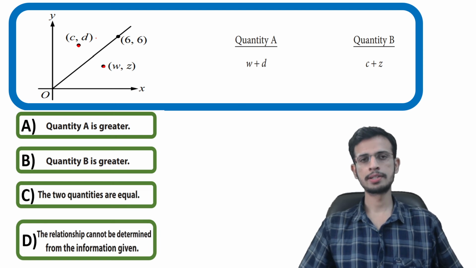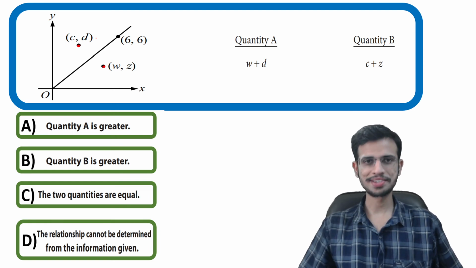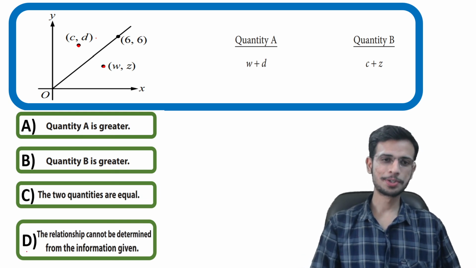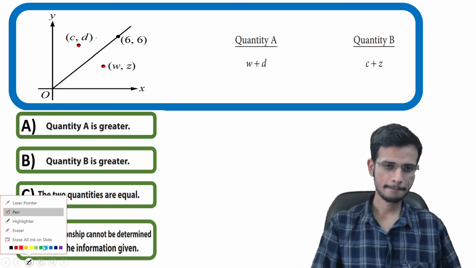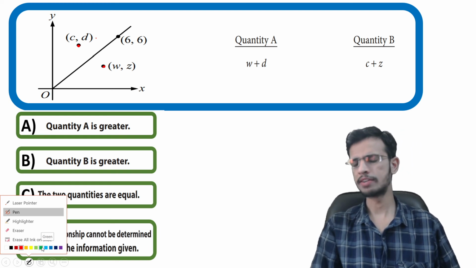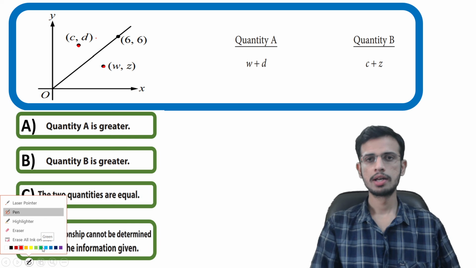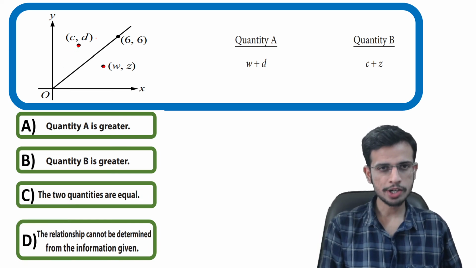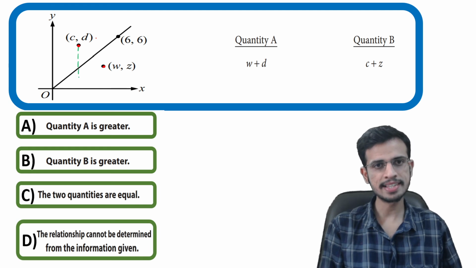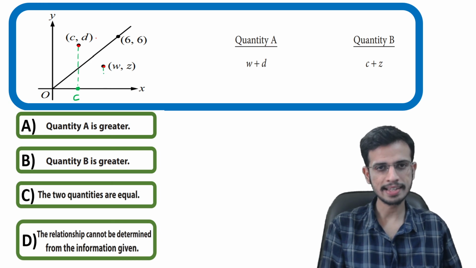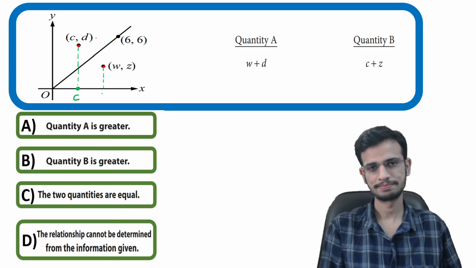You can pause this video. This question is very interesting, so let me help you solve it. We just have to compare quantity A and quantity B. We don't want the exact values of quantity A and B. What is C? That is the x coordinate of this point. What is W? That is the x coordinate of this point.